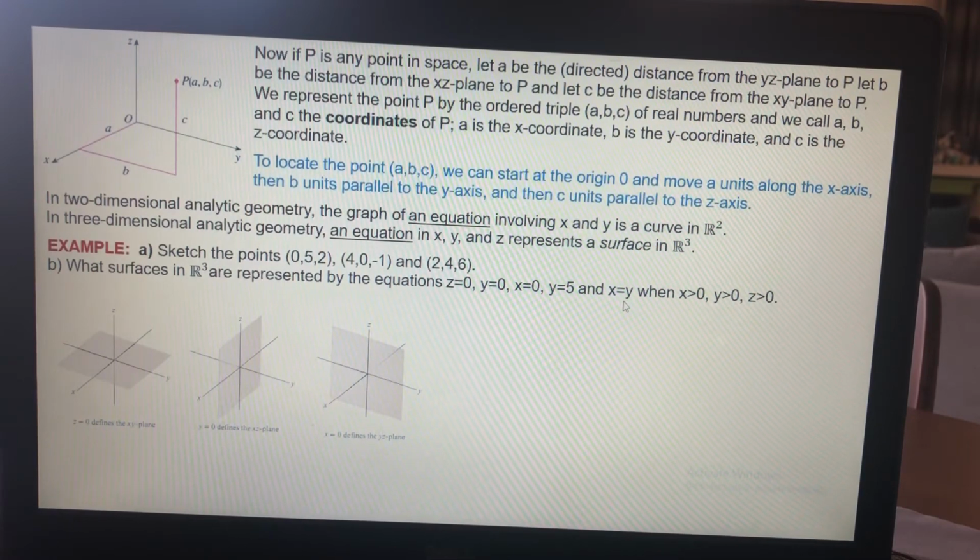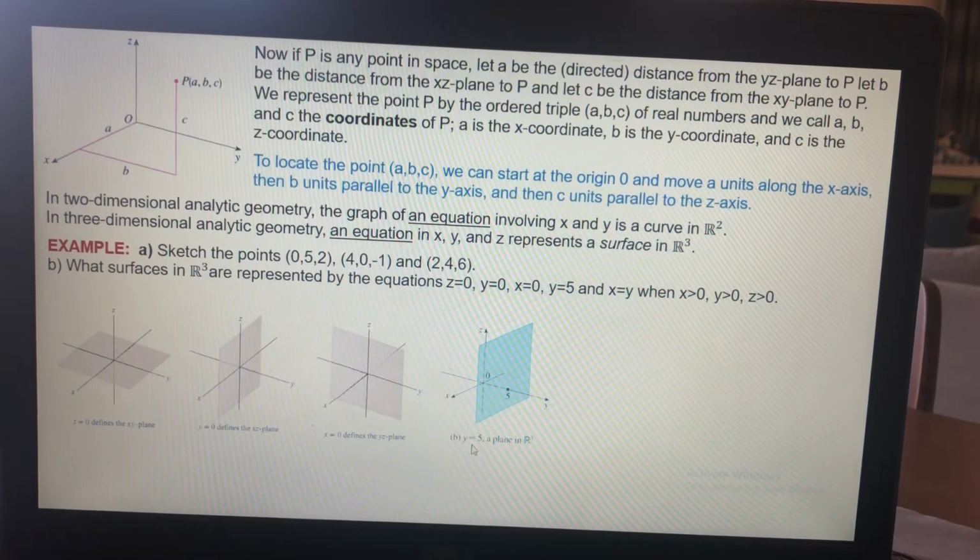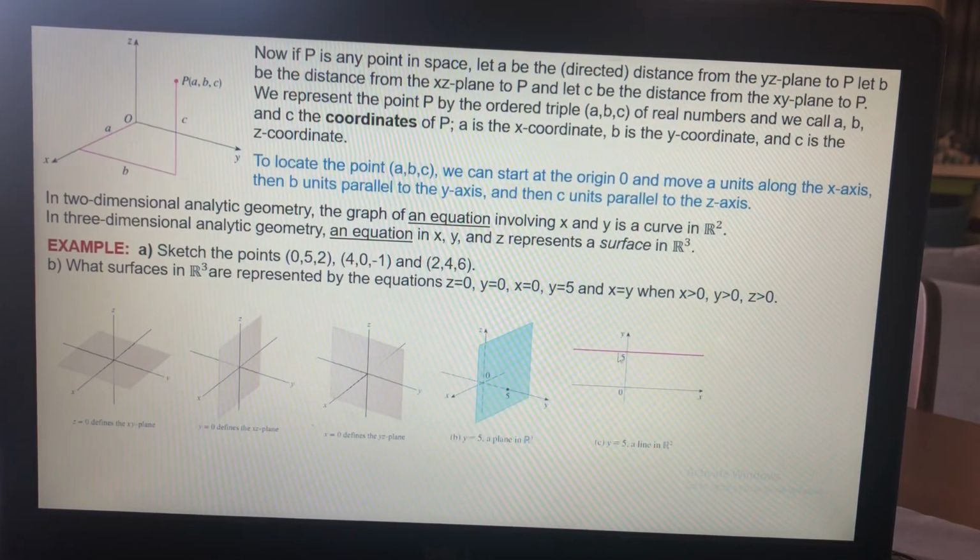And x = y, think about that. This is y = 5. Okay, let's check it. y = 5 first. So it will be the plane that is parallel to the xz plane. But instead of going through the origin, which is y = 0, it will be passing through y = 5. Right? And what is that? y = 5. It's a line. So if it is a line, this will be just on the xy plane. This is a line that is passing through y = 5.